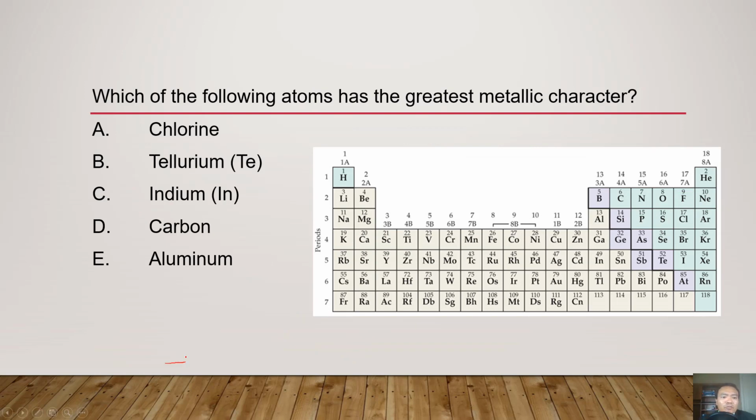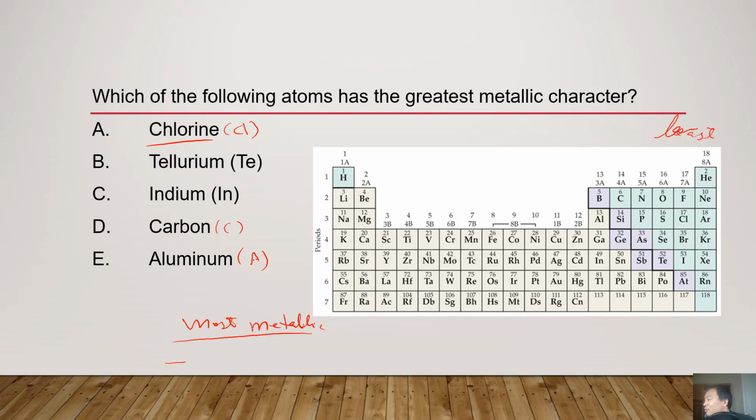All right. Which of the following atoms has the greatest metallic character? So remember the bottom left. This is the most metallic, or the biggest metallic character. And the least is in the top right corner. So you just circle chlorine. Then here's the carbon, here's the aluminum.